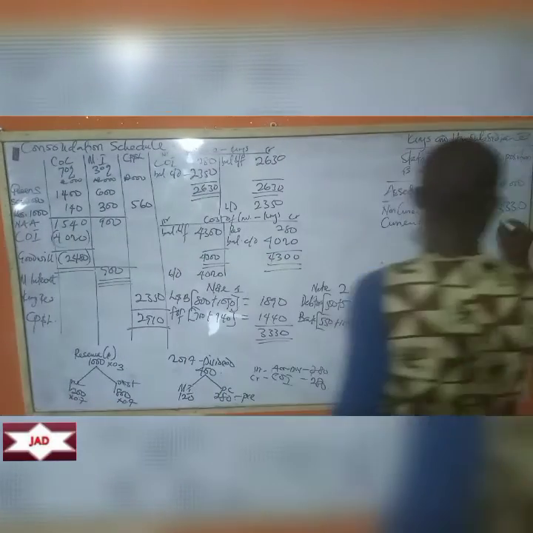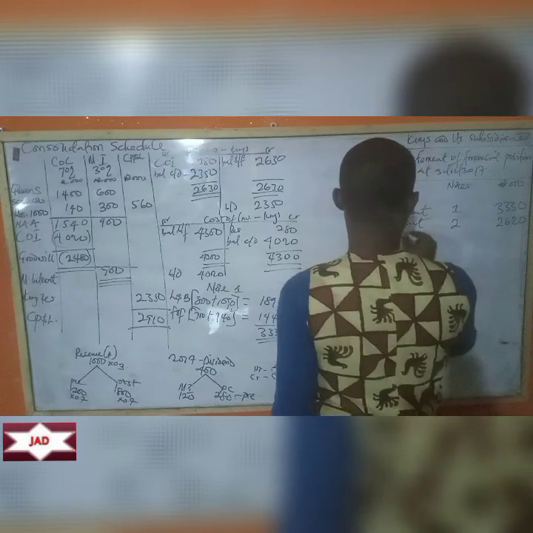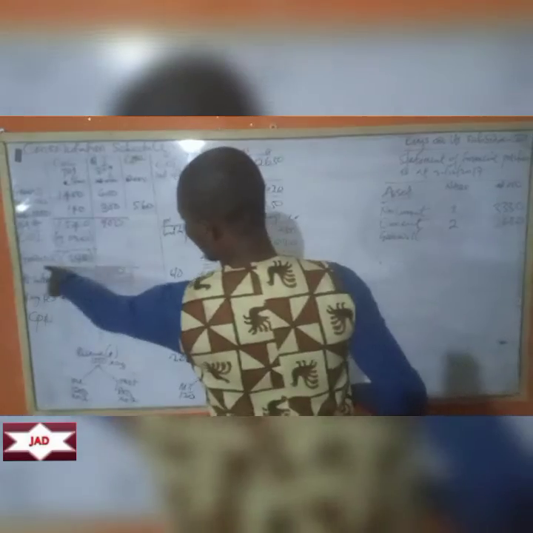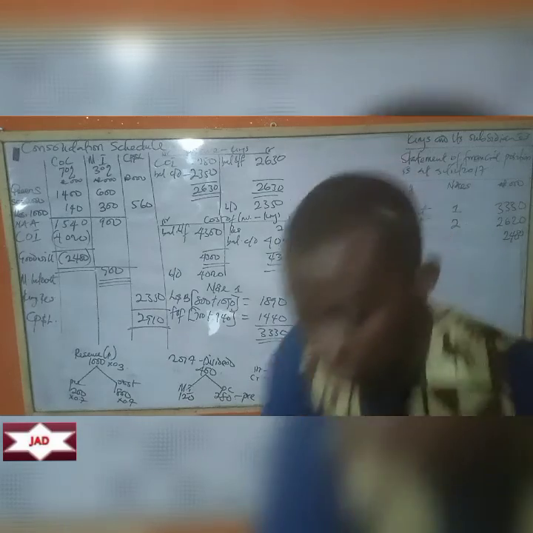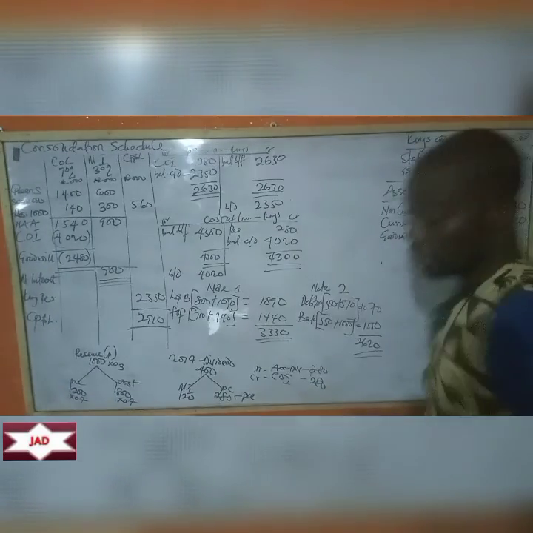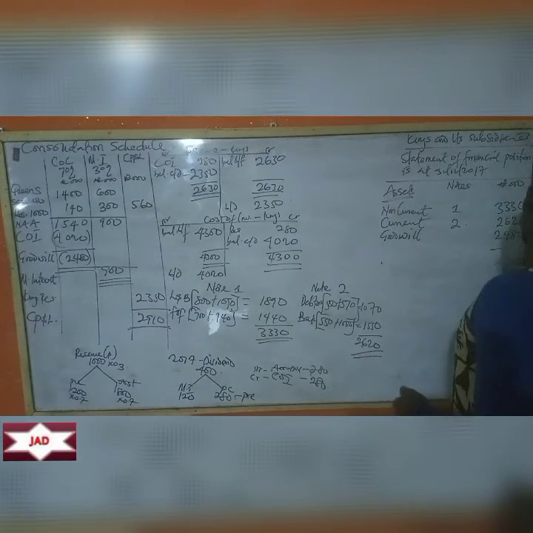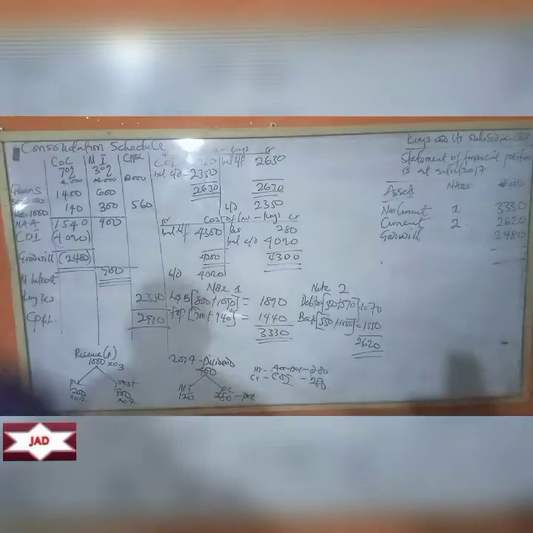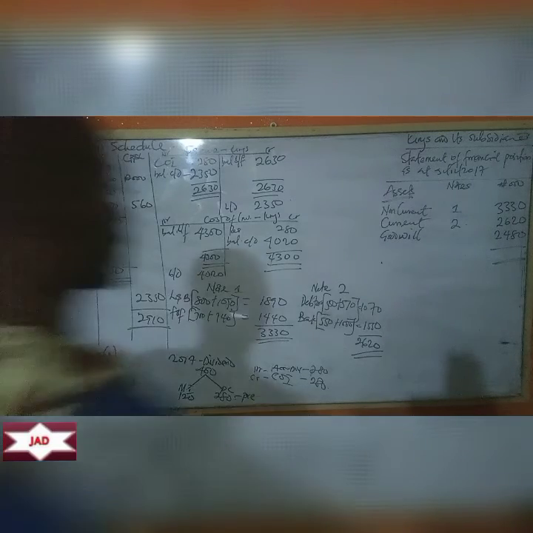So we have 2620. So what's our goodwill? Goodwill here is 2480. So when you add up, what do you have? 3330 plus 2620 plus 2480, 8430.